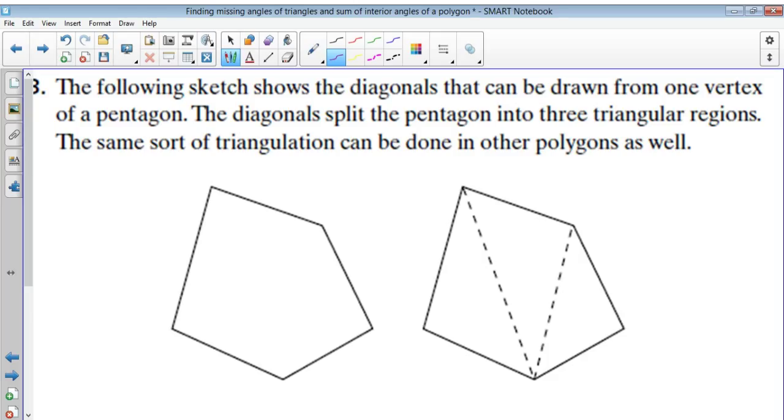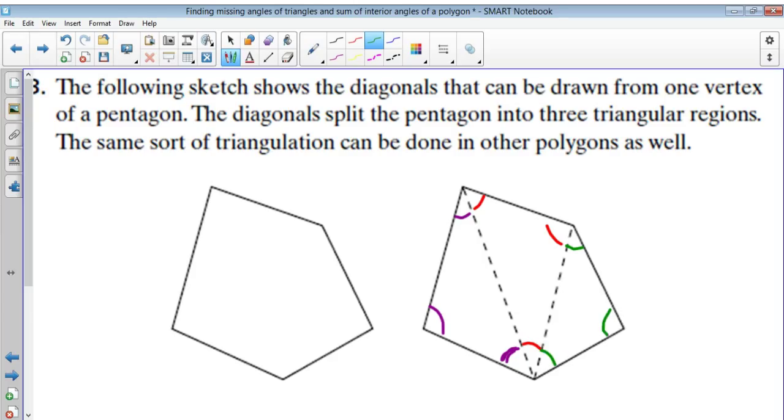Okay, we know there's 180 degrees in this triangle right here. So these three angles add up to 180, right? And then we know there's 180 degrees in this triangle right here. So these three angles add up to 180. And then we know there's 180 degrees in this triangle right here. So these three angles add up to 180.